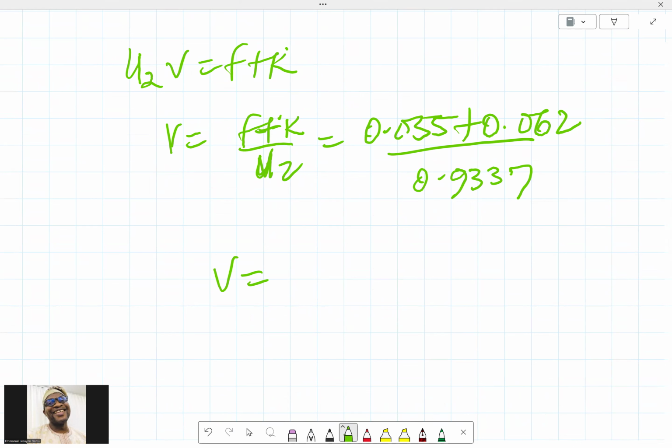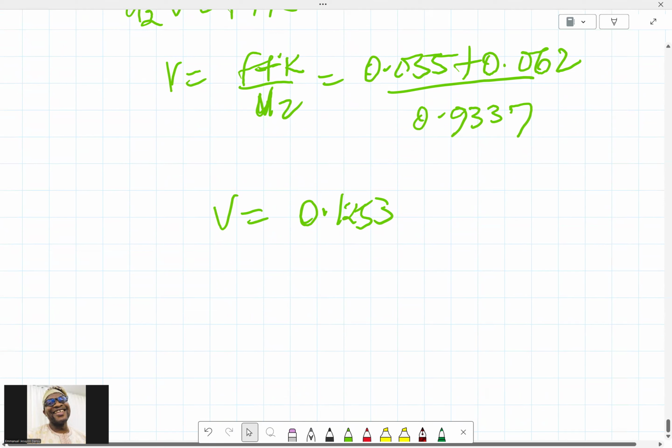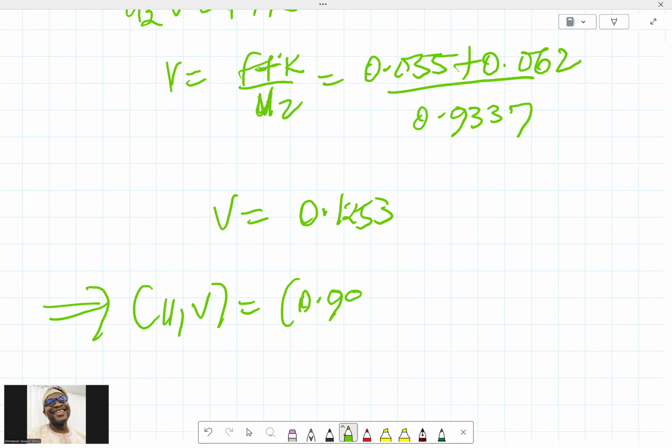0.9337, and that is 0.1253. So again, the whole thing implies that UV here is equal to 0.9337, comma 0.1253. Okay, so that's at the steady states. We have the two different steady states in that second situation.